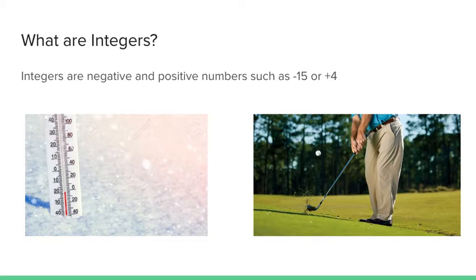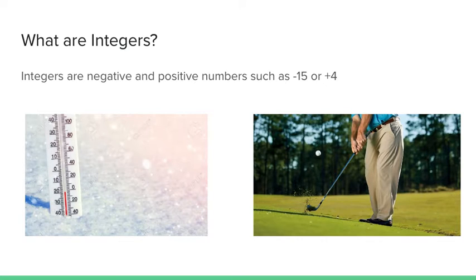Now let's start off our lesson by looking at what integers are. Simply put, integers are negative and positive numbers. In this case, as you can see on your screen here, we have a couple of examples, negative 15 or positive 4. These are both examples of integers.